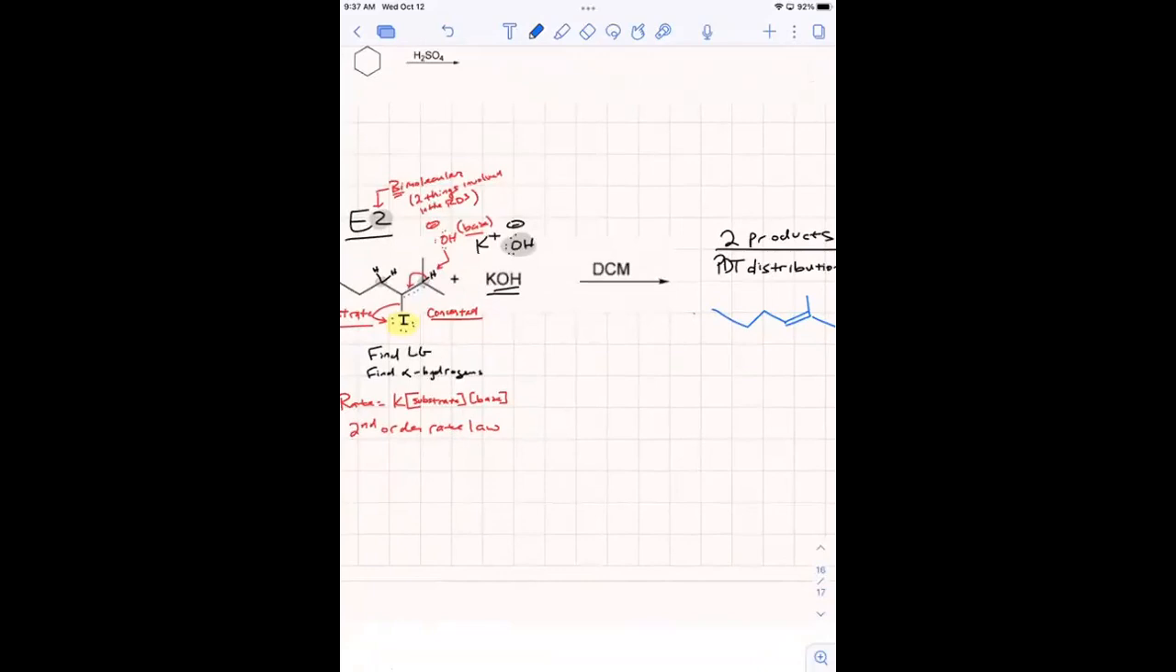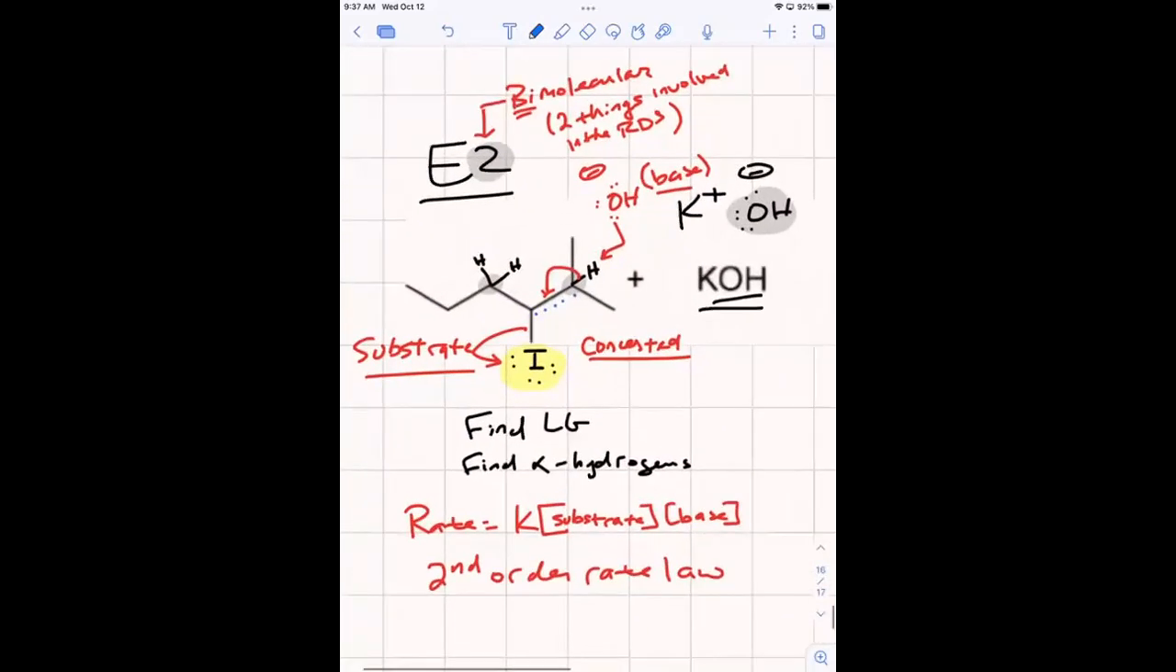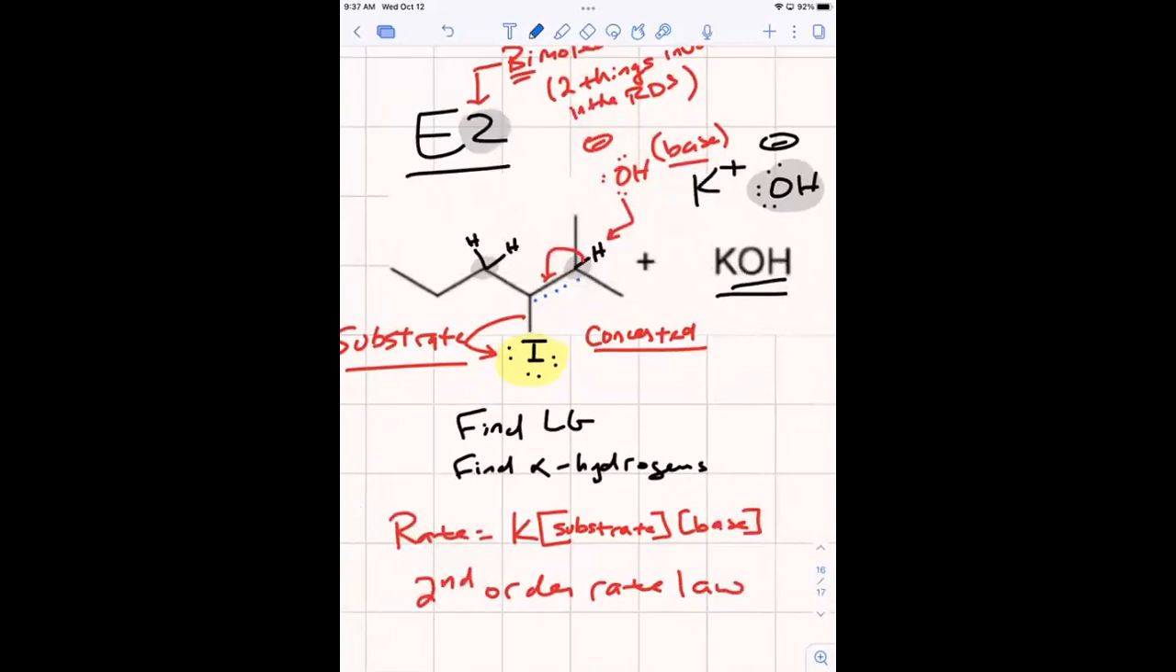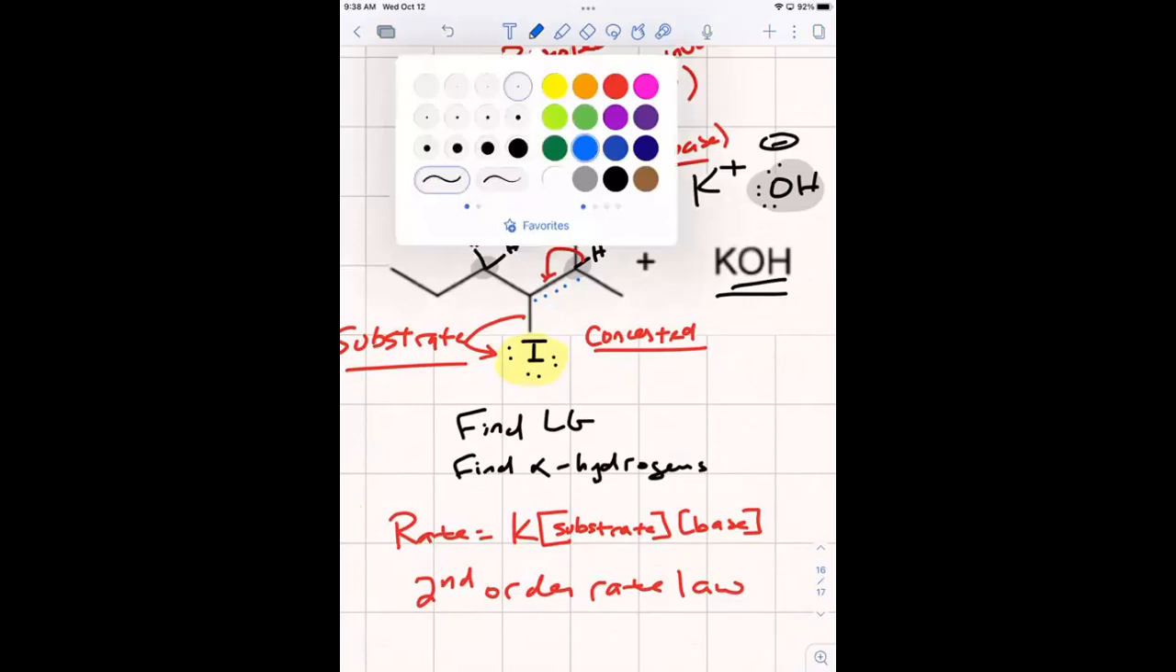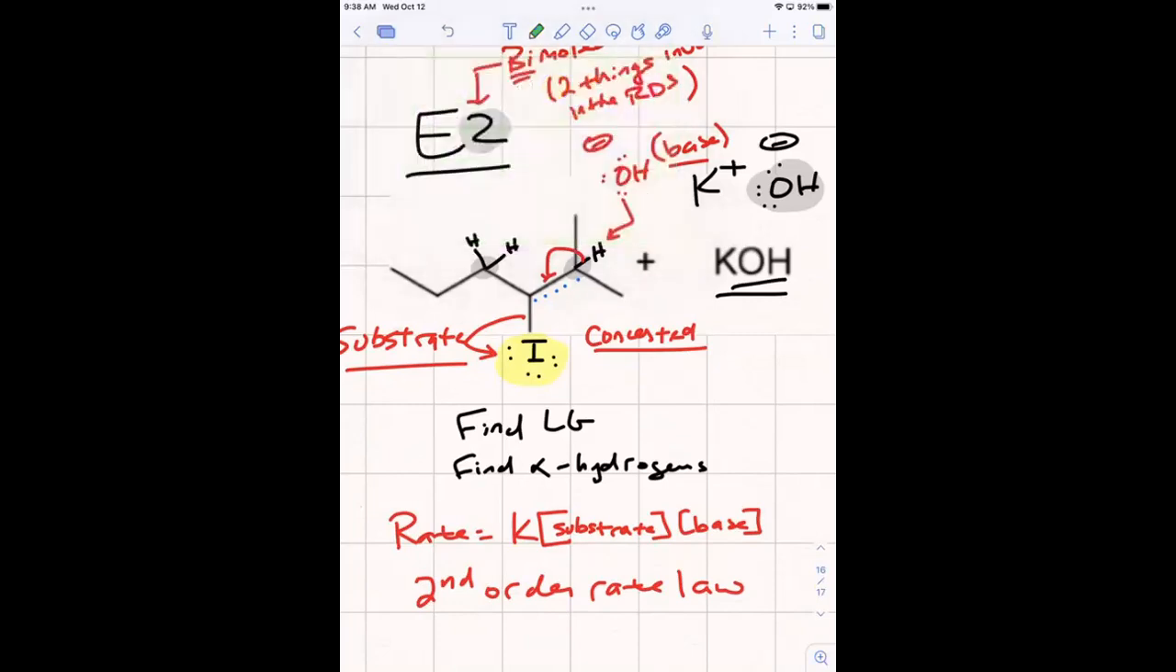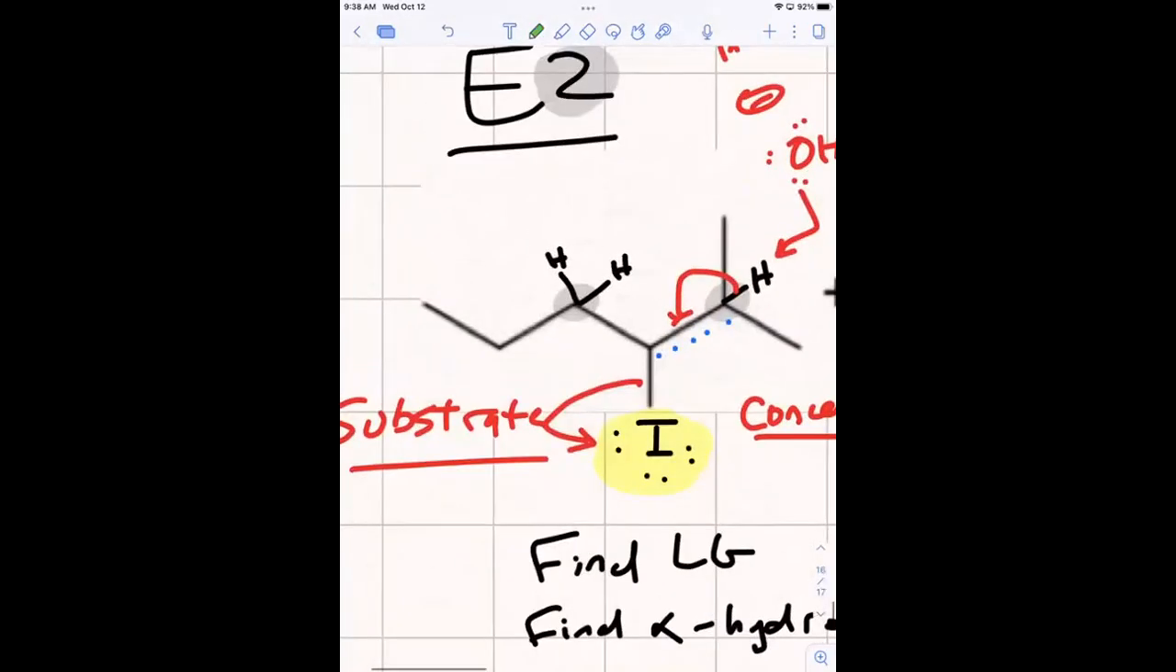The other product is going to happen when another molecule of base attacks this. Should I rewrite it, or are y'all okay with me working on the same structure? I think if you use a different color, it should be fine. All right. I'll use green. So the OH can come here and attack the other side now.